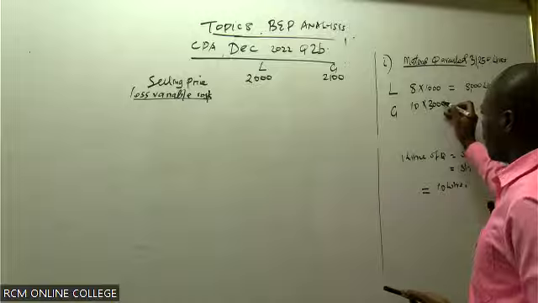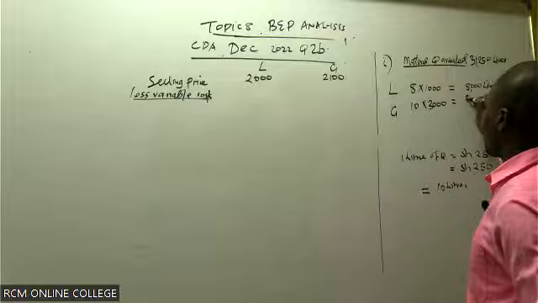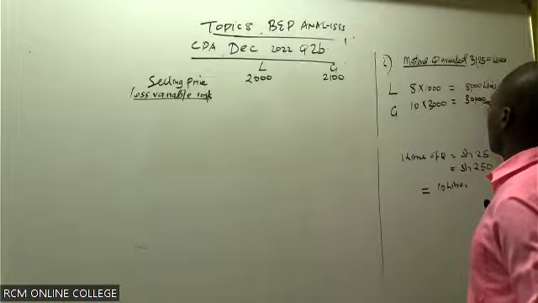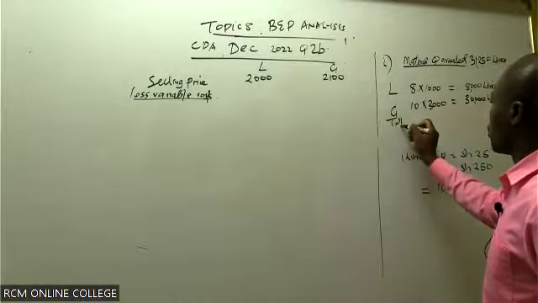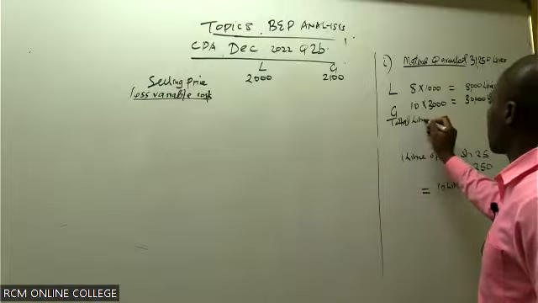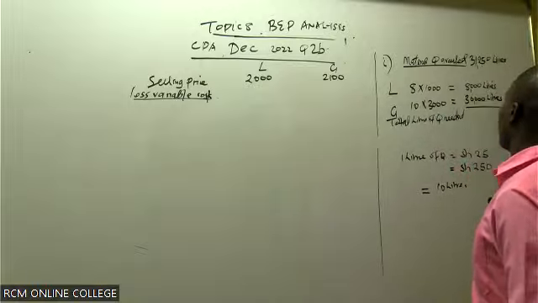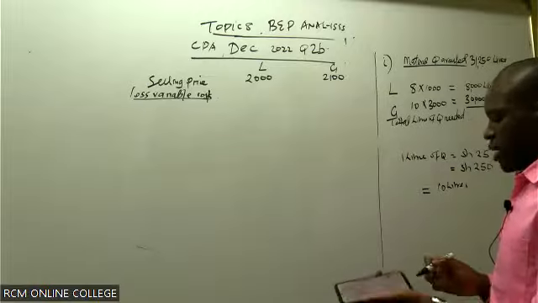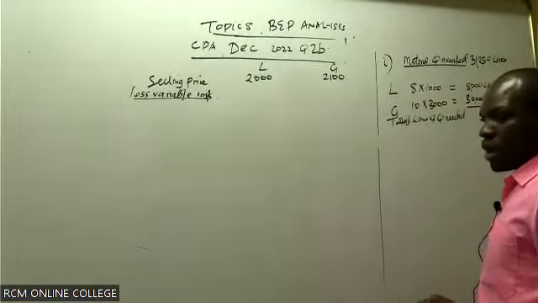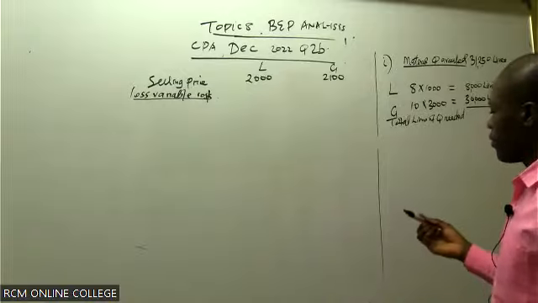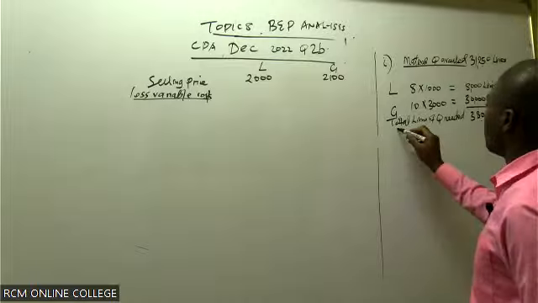3,000. If the market is demanding 3,000, then it means it requires a total of 30,000 liters. Is it? Total liters of Q needed. How many liters of Q do they need? 38,000.